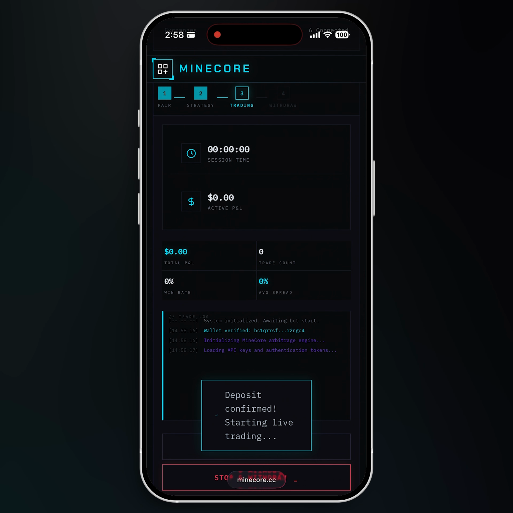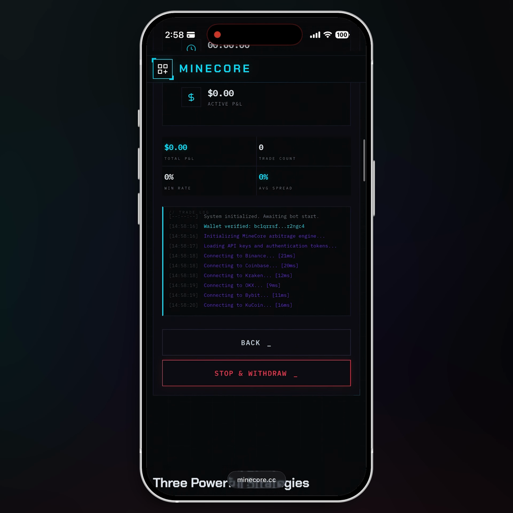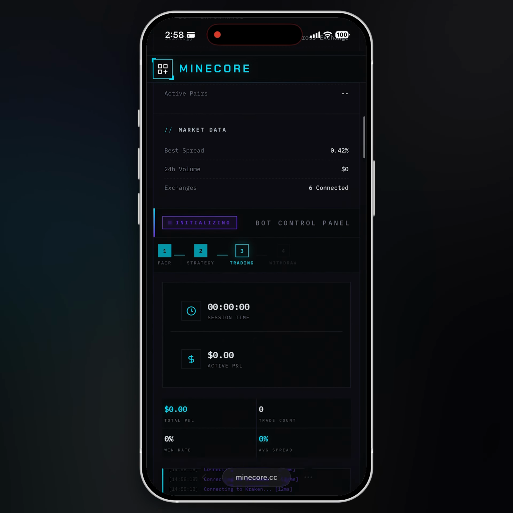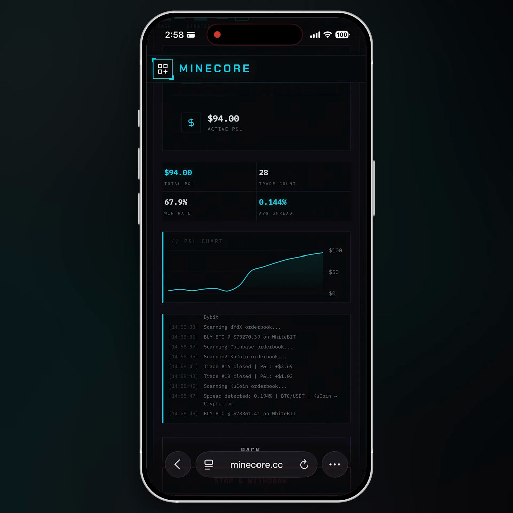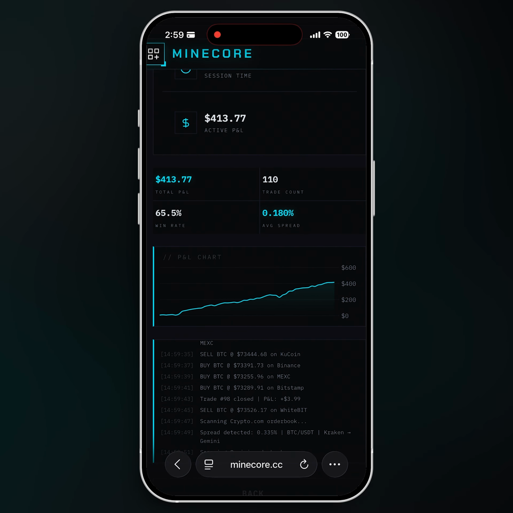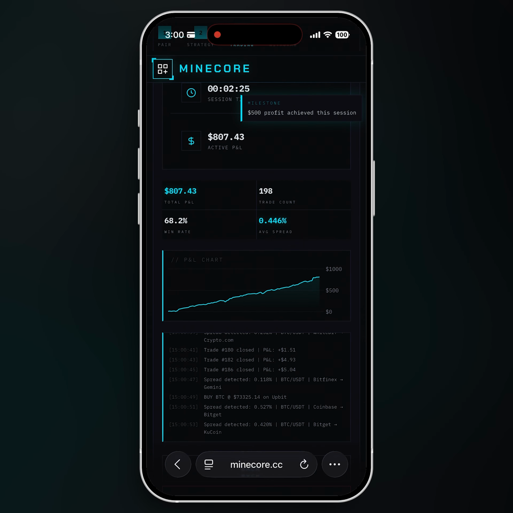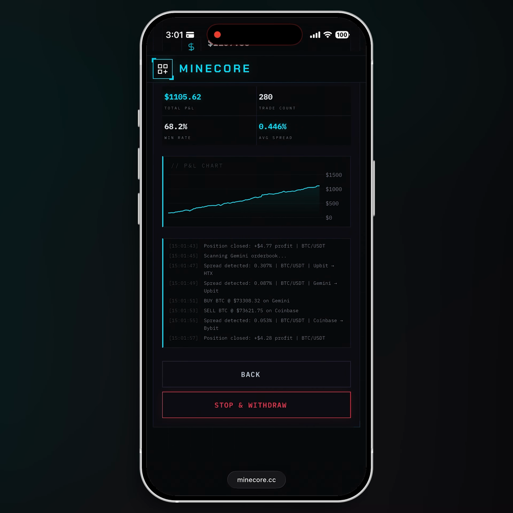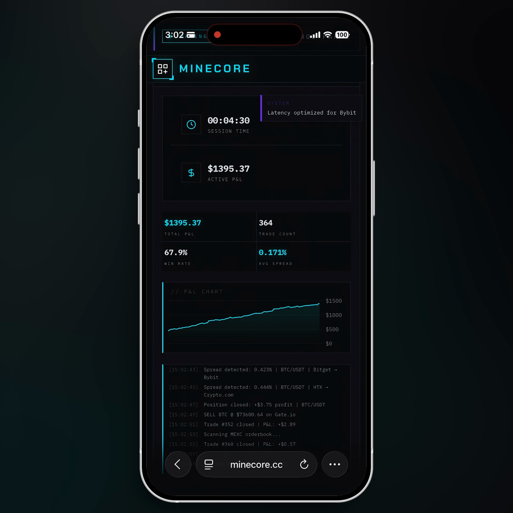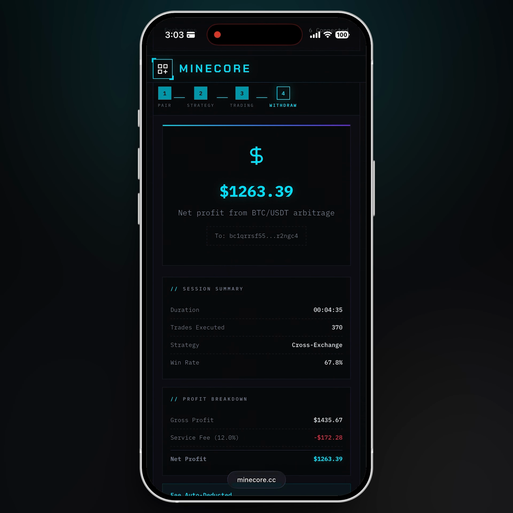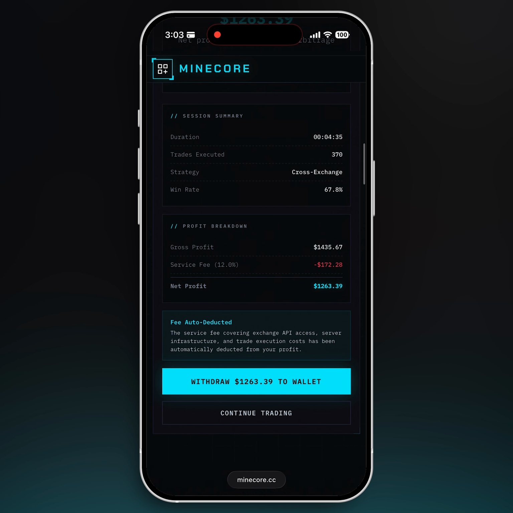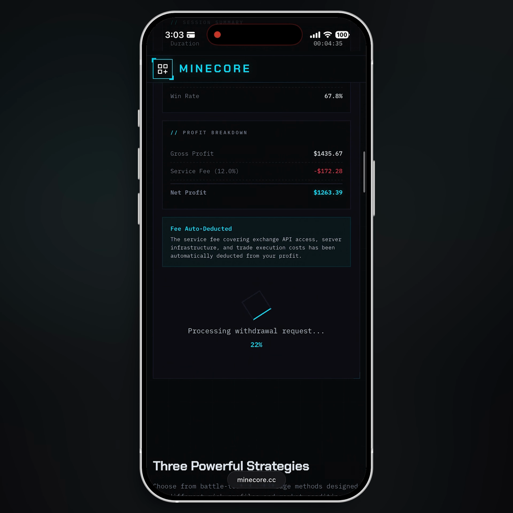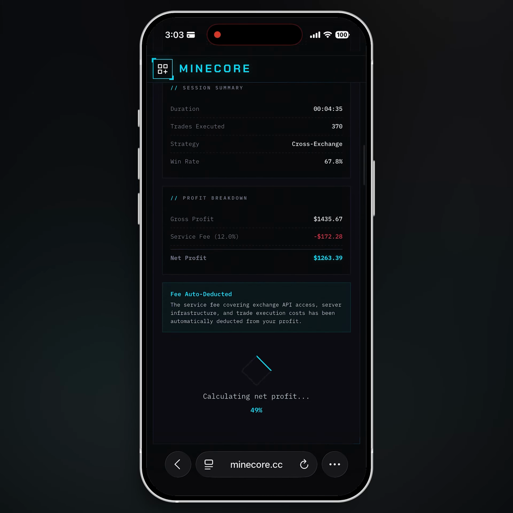Okay, we're live. Right here I can see everything loading up: trades, win rate, chart, all that I need to monitor the process. So now I press stop. Good, the session has ended, and here's the complete breakdown of trading: how long it ran, number of trades, win rate, and the final return with the platform fee already deducted. I press withdraw and wait a few minutes while the assets head to my wallet.